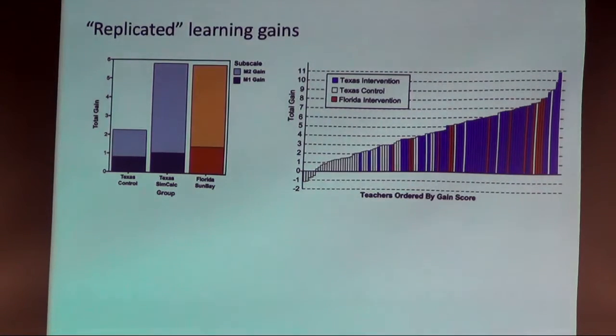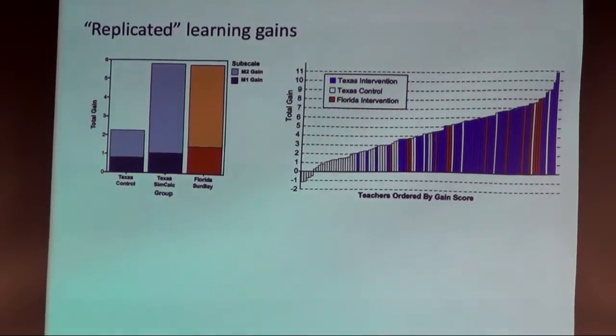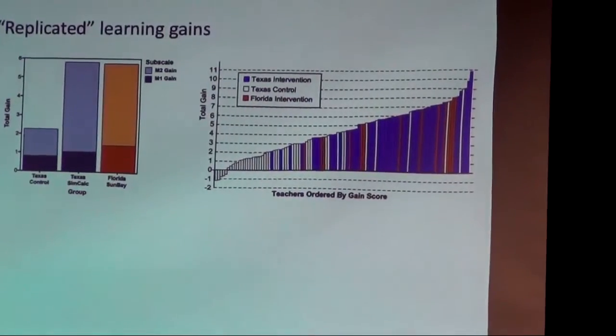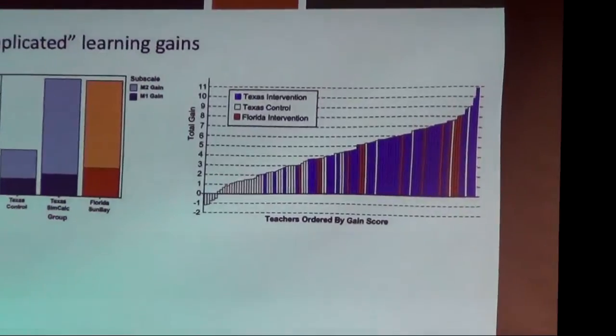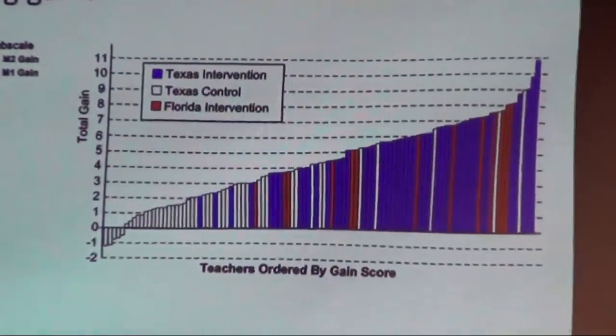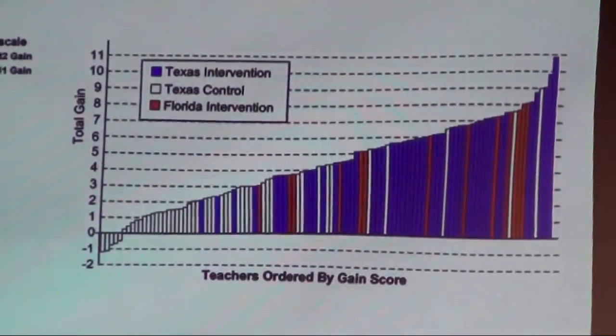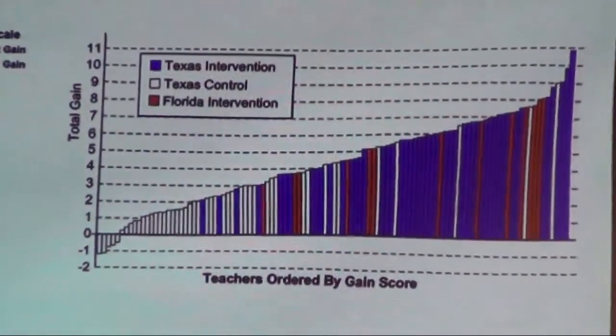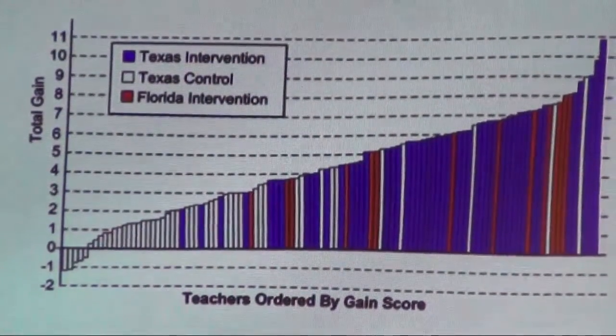The graph on the right is a little bit hard to understand, but is really exciting to us. It's really interesting to us. So the blue bars are the Texas SimCalc schools. The orange bars are the Florida SunBay schools. And the white bars are the control schools. Each bar is a teacher's gain score.